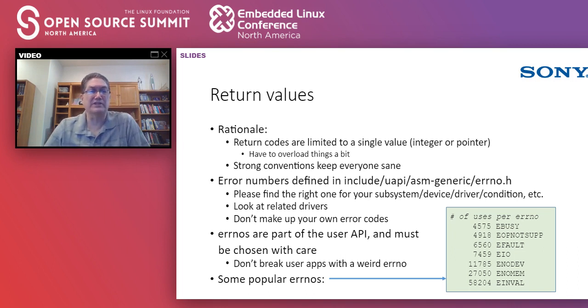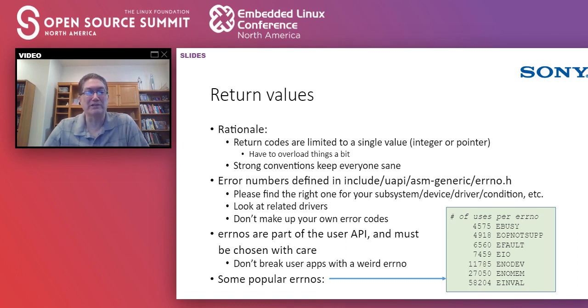The error numbers, if you need to look them up, are in include/uapi/asm-generic/errno.h. Make sure you use the right one for your subsystem and whatever condition you're trying to report. This is actually pretty important. So look at related drivers in your subsystem. Please do not make up your own error codes. We have enough error codes to cover all possible cases.